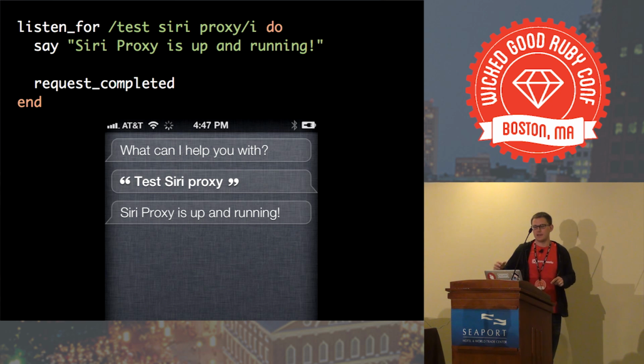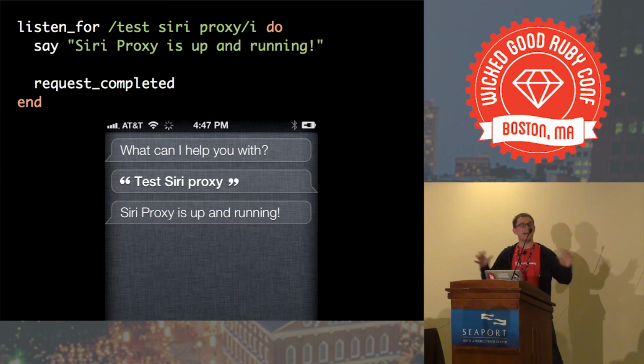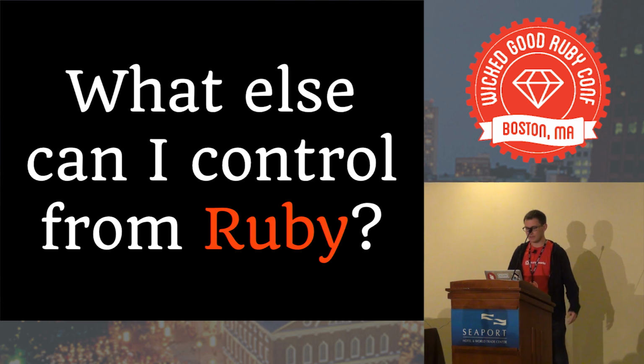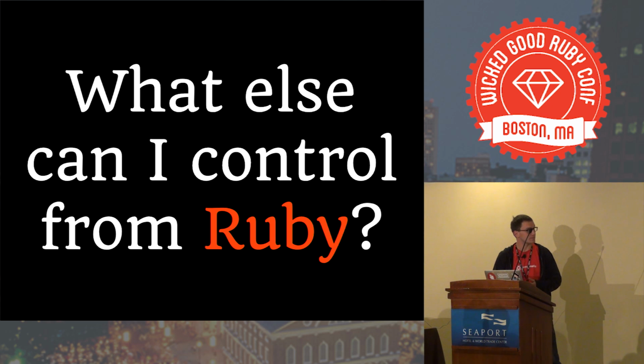At the time, me and my wife were looking to buy a house, and I had these dreams of being able to control our entire house with my voice. And that seemed really cool. Unfortunately, this no longer works with iOS 7 because of some changes in Siri. But it still got me thinking, what else can I control from Ruby? Turns out lots of things.